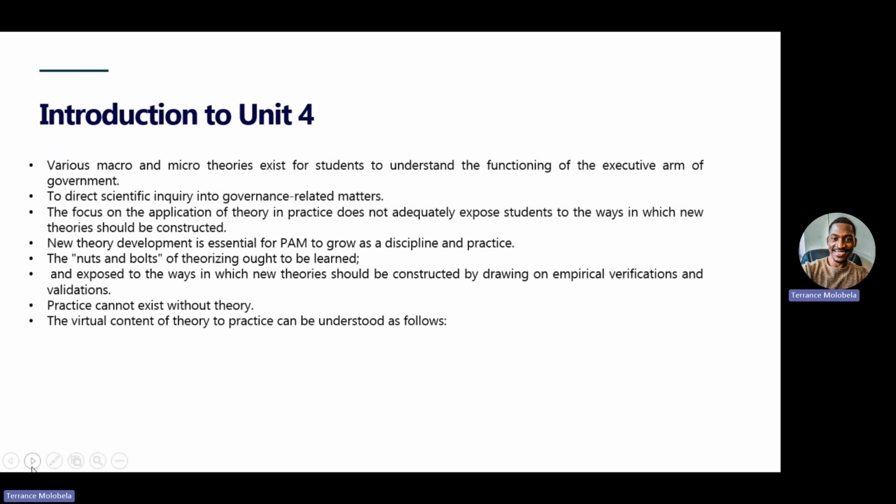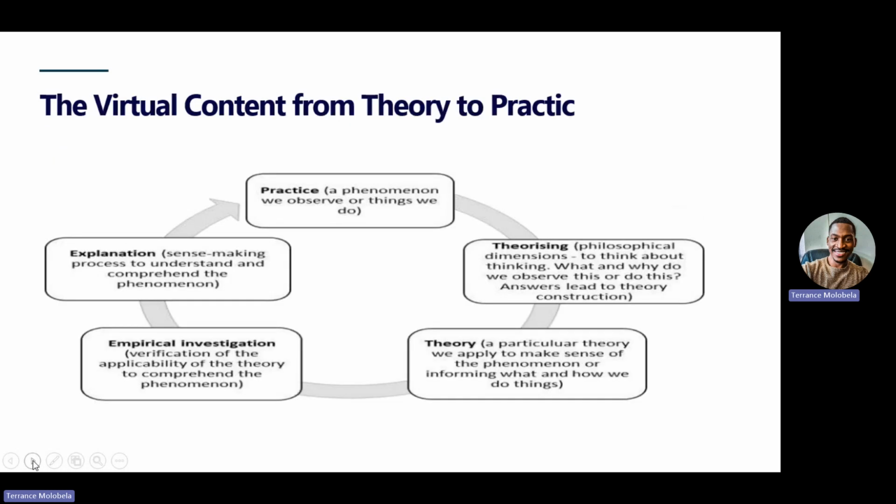So what we're actually saying is that practice cannot exist without theory. Theory precedes practice. That's all that we can say. So for you to understand this, there's a visual content of theory to practice that I have in the next slide.